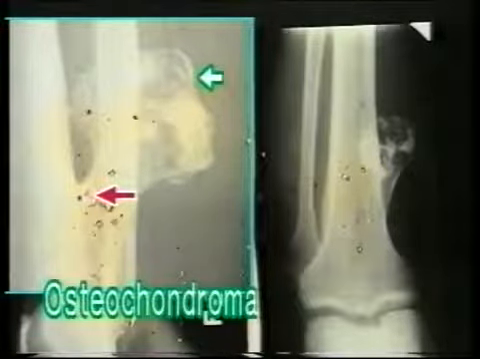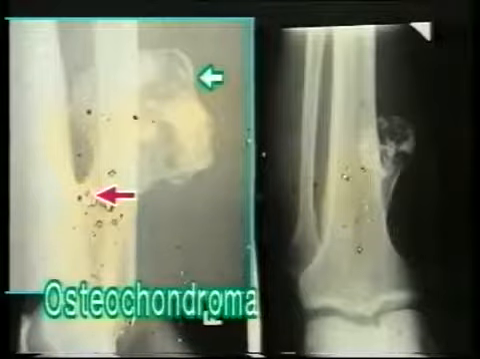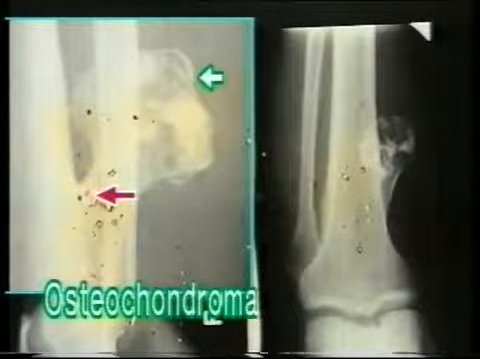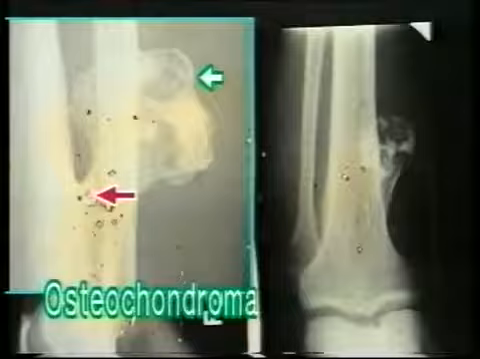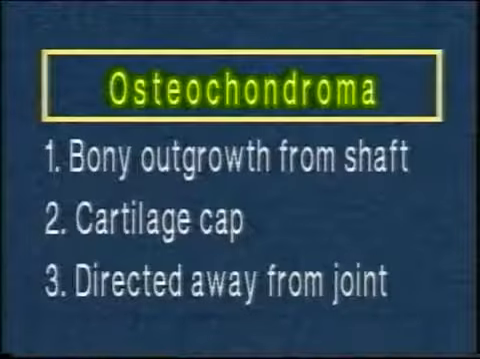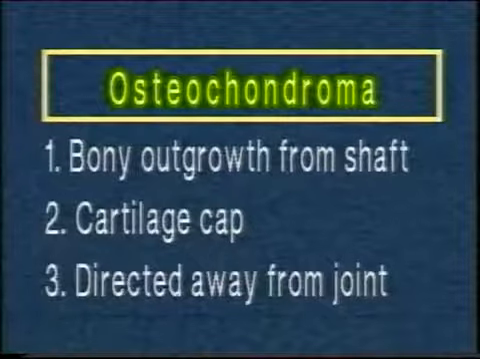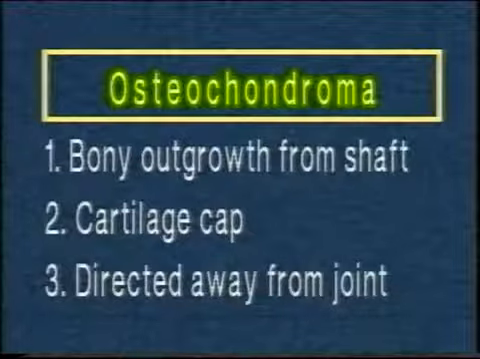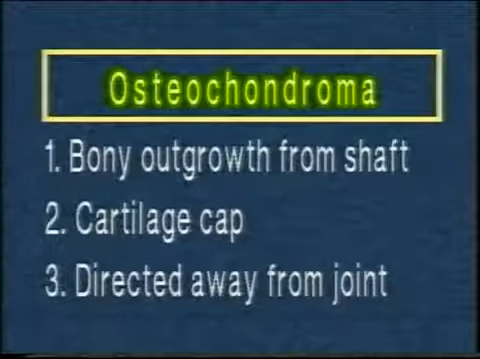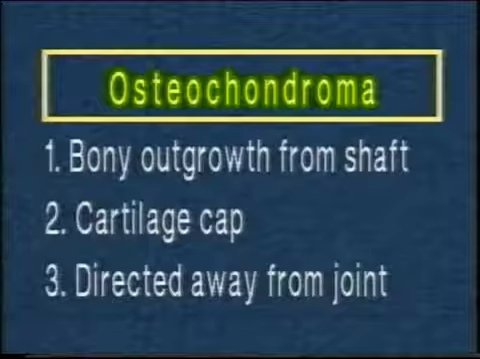This is a benign bone tumor, an osteochondroma or exostosis. The surface of the tumor is smooth as it is covered by cartilage. So the radiological features of an osteochondroma or exostosis are a bony outgrowth from the diaphysis of long bones but close to a joint. It is covered by a cartilage cap and has a smooth head, and it is directed away from the nearest joint.